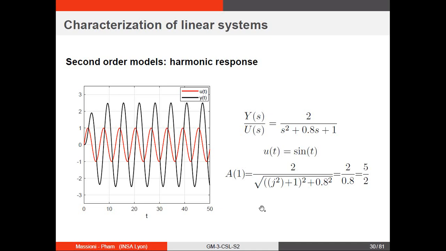In fact, if you use a simulation to do it, this is almost 5 over 2, so it's 2.5. You will see that for a sinusoidal input of amplitude 1, the output y, the black one, will tend to a sine of amplitude 2.5. Well, this was an exercise. It's done here. It's very simple. I invite you to think it over.